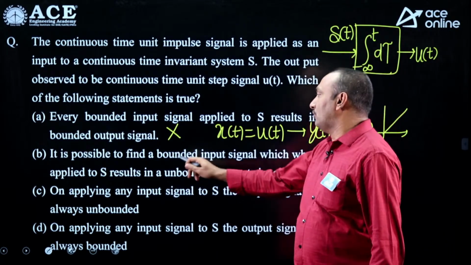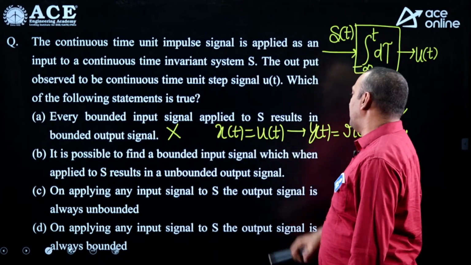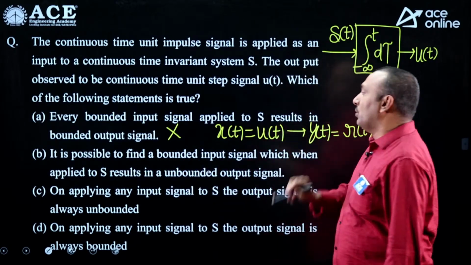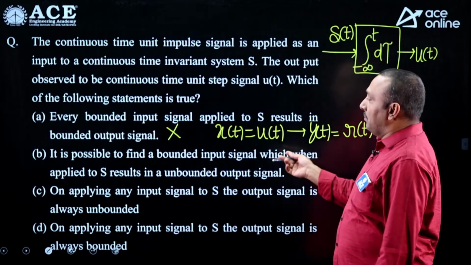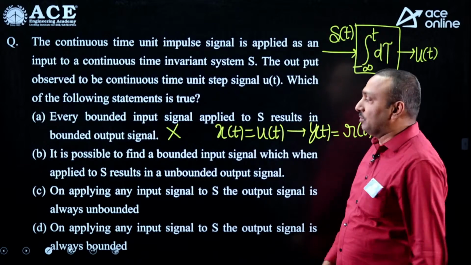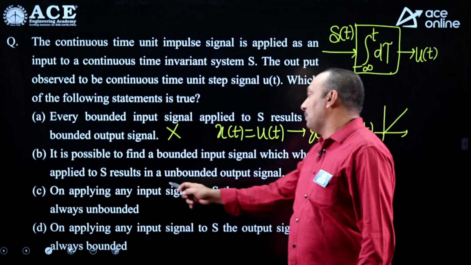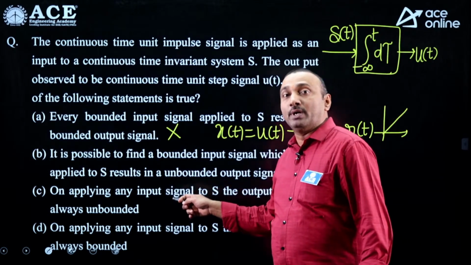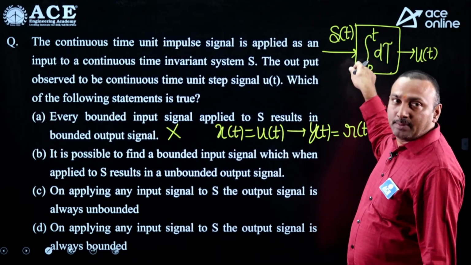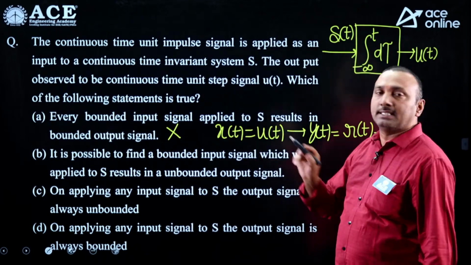It is possible to find a bounded input signal which when applied to S results in unbounded output signal. Based on the other two options, let us make a conclusion on option B. Based on the other two, what is the third option given? On applying any input signal, it need not be bounded. On applying any input signal to the respective system, what is the system here? Integrator. The output signal is always unbounded.